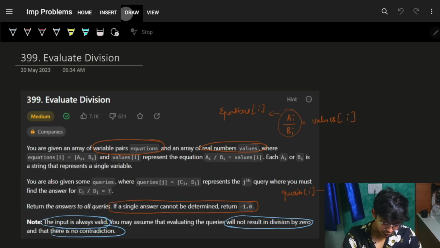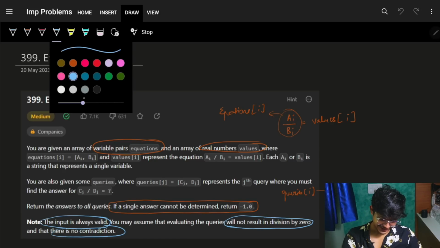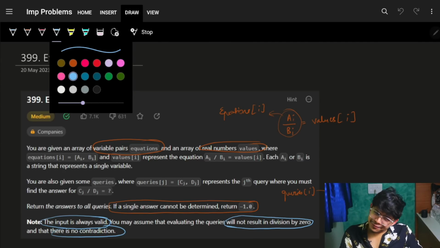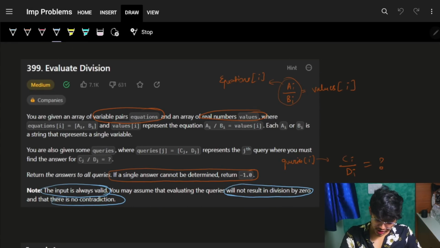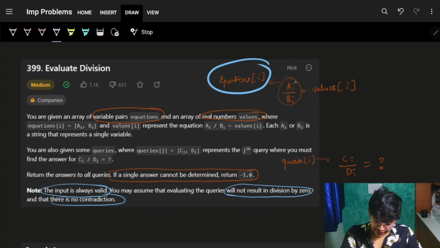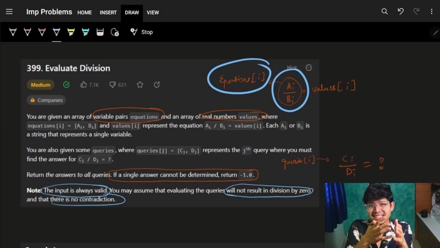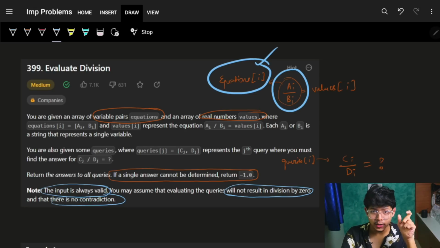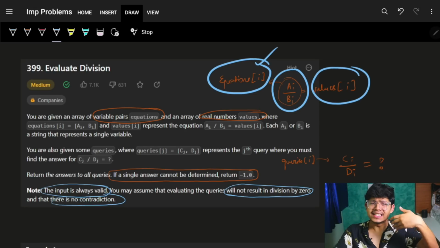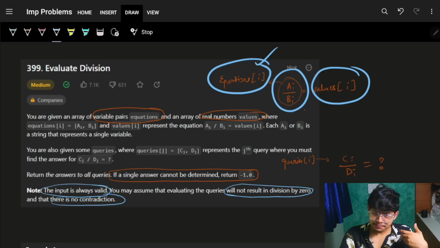So yeah, appreciating the love for this question, let's go to the question itself. I'll just quickly go through it. Basically, we have equations as AI comma BI, which is AI upon BI, and for the corresponding ith equation we have a value, which ultimately means that AI upon BI has the value values of I.